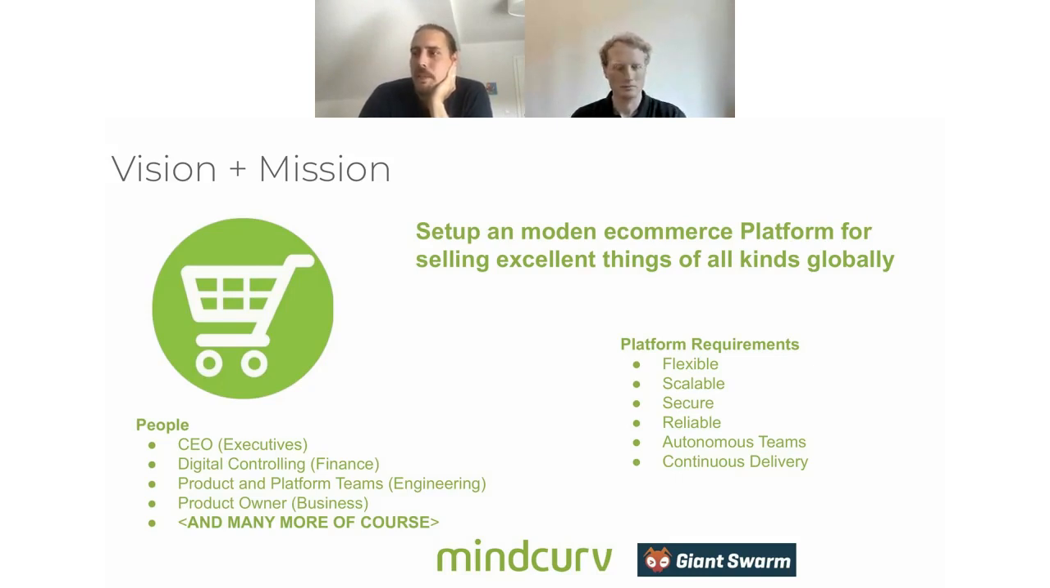So you have several people that you need for this. You have a CEO, for whom it's important to steer the company and emphasize the vision, and who works with the business to make it happen. Digital controlling is supporting the CEO with financial insights, and the actual doing, I would say, of building the platform and the products on it is by the engineering teams. That can be product and platform teams.